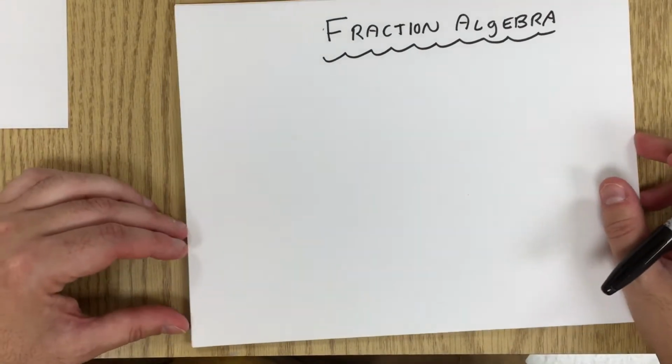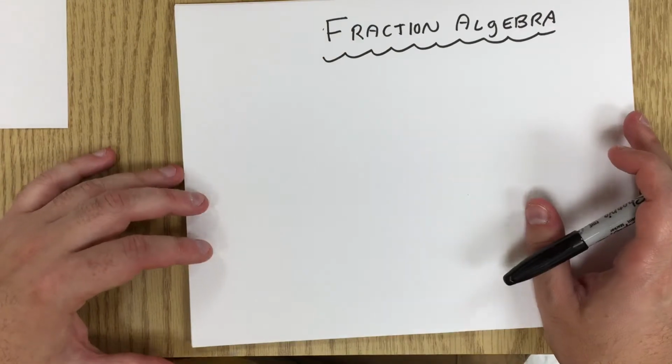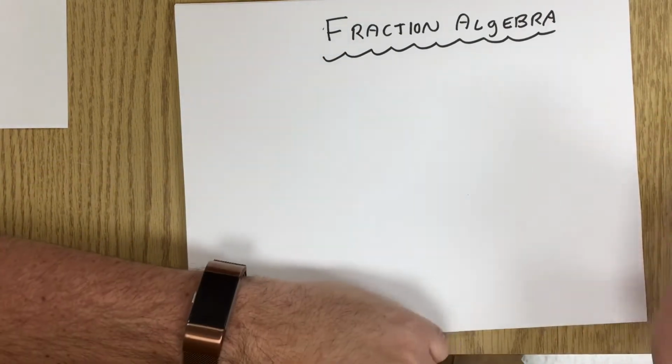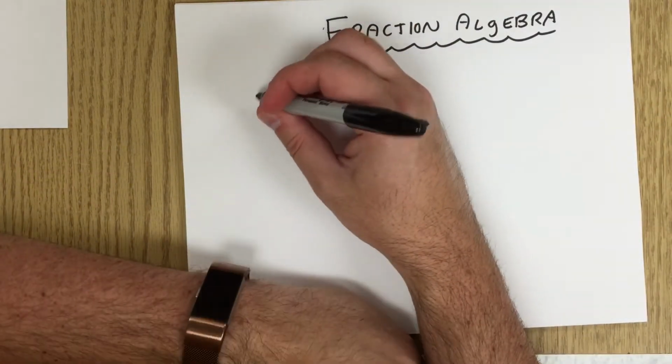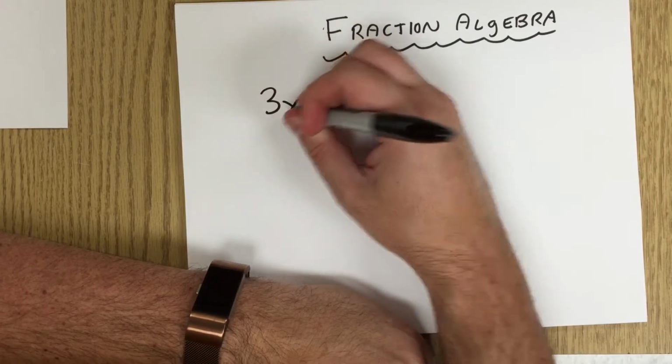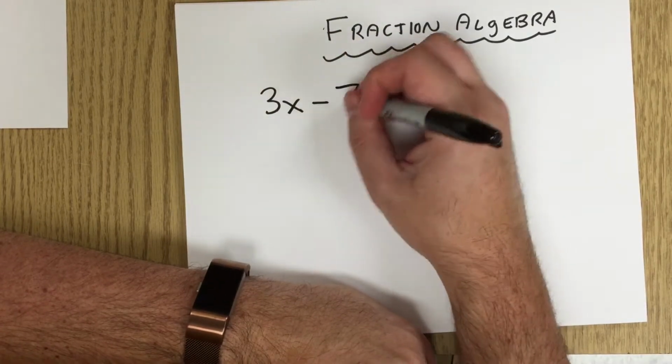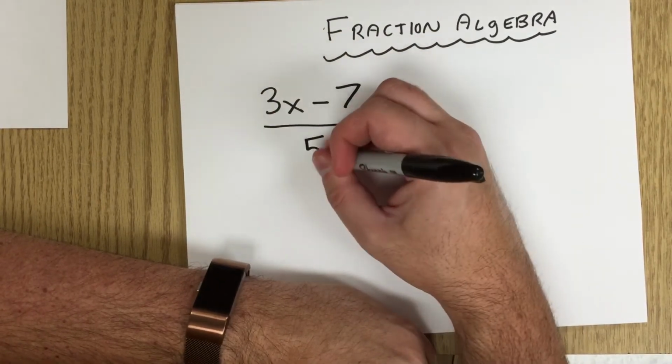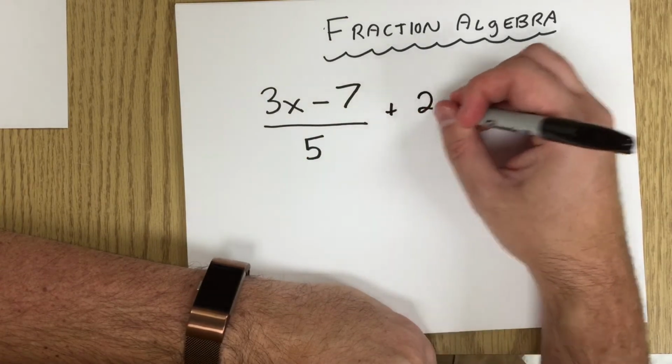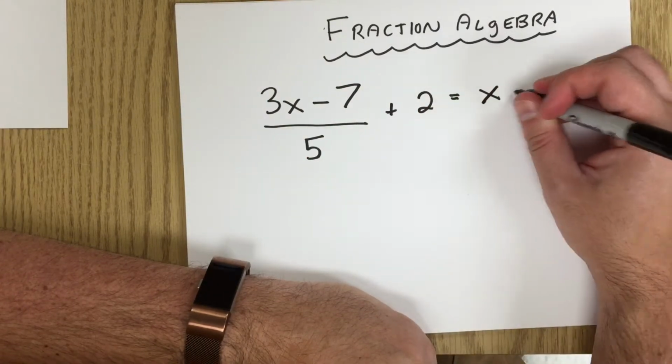So, we're going to be doing fraction algebra. Now, the general idea behind it: I'm going to give you a problem, but we're not going to actually solve it yet. So it's going to be (3x minus 7) over 5 plus 2 equals x minus 3.